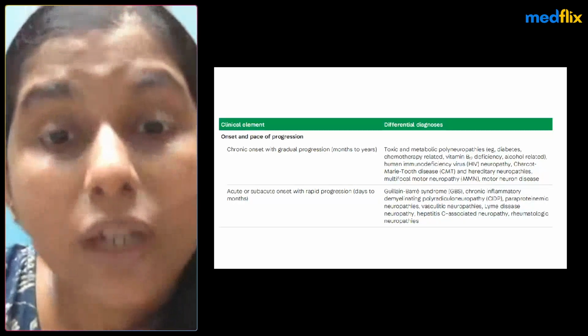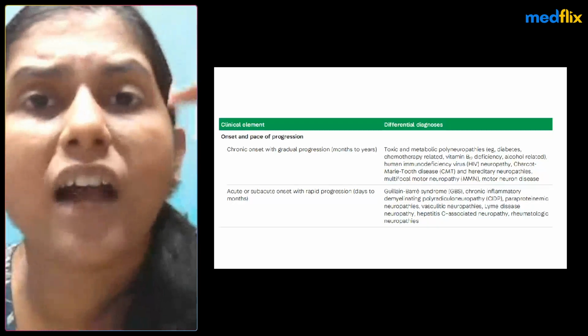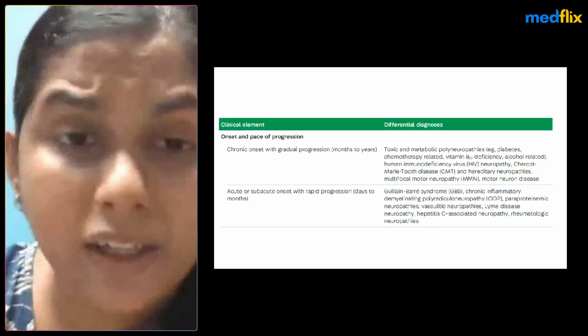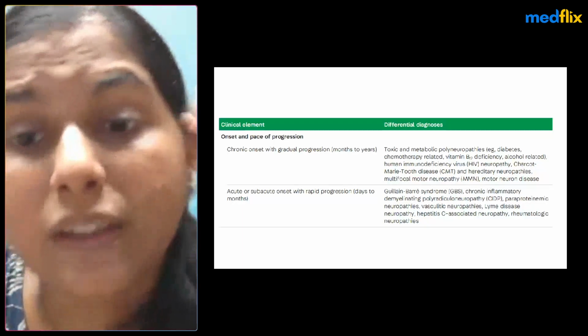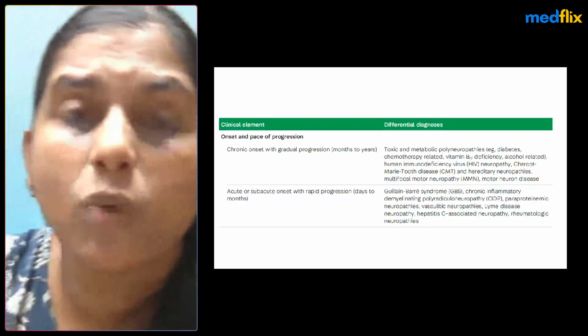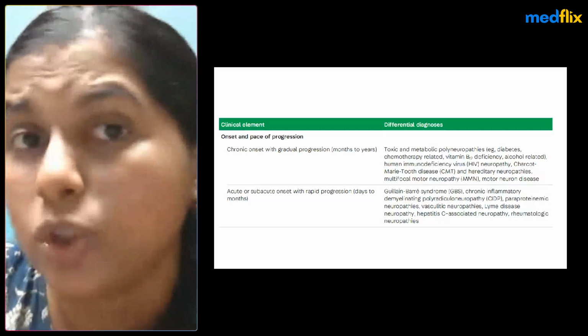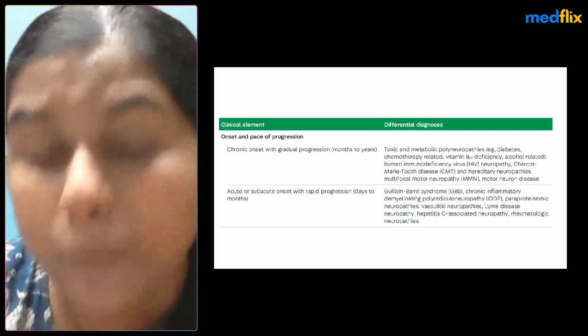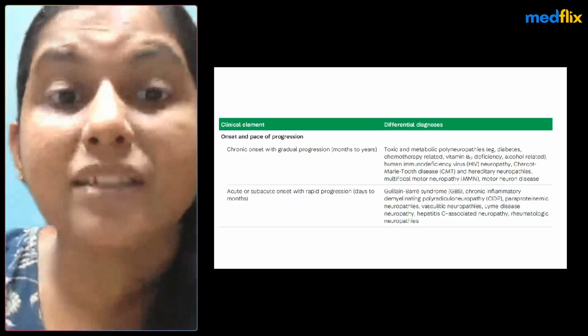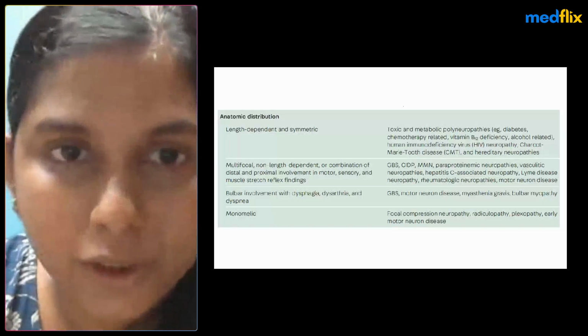So if it is chronic onset, gradually progressive, here are the most common: toxic, metabolic, chemotherapy related, hereditary. If it is acute or subacute with rapid progression, days to months, here you have all the spectrum of your inflammatory neuropathies, which include GBS, CIDP, paraneoplastic neuropathy, infective neuropathies like Lyme's, leprosy, everything will come here. This is based on onset and pace of progression.